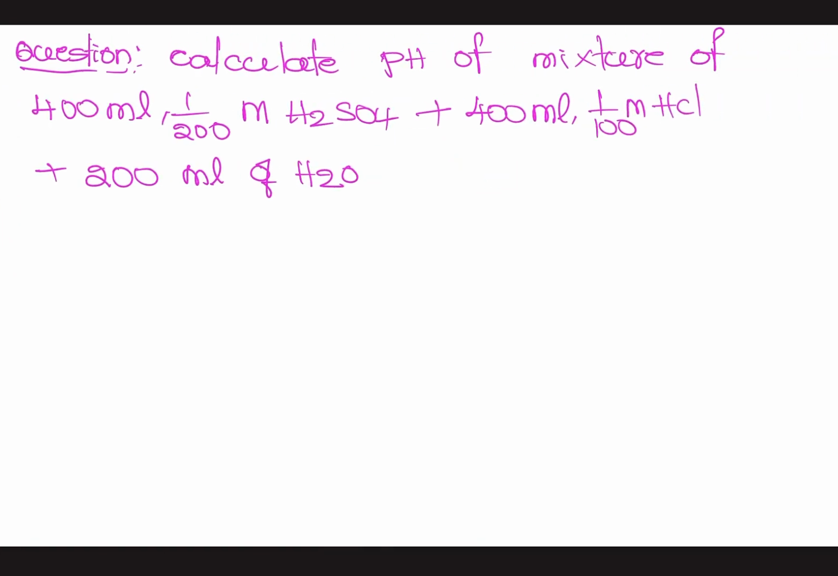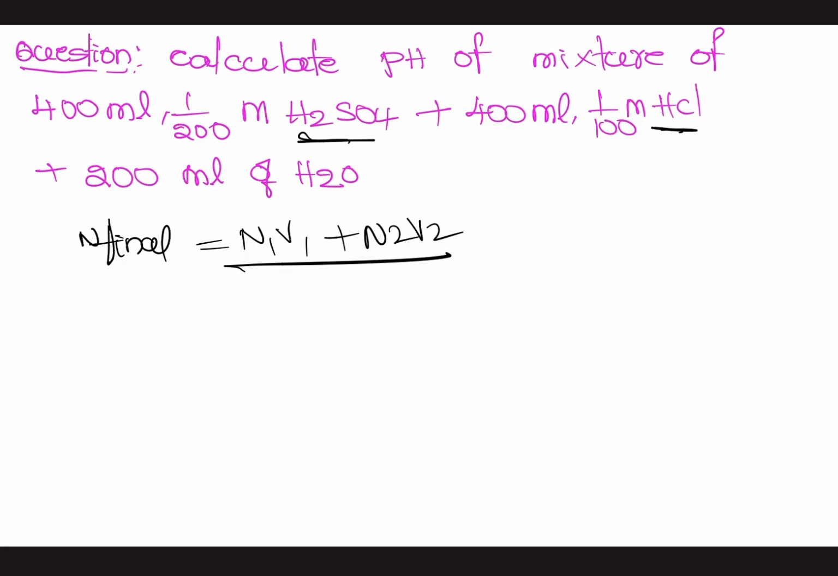So for example, here you can see one question. Calculate the pH of the mixture. They are giving H2SO4 and HCl. Whenever they are mixing, they are asking how to calculate the pH. So what is our formula? Our formula will be N final is equal to N1 V1 plus N2 V2 upon the total volume. That is why I am writing V total here.